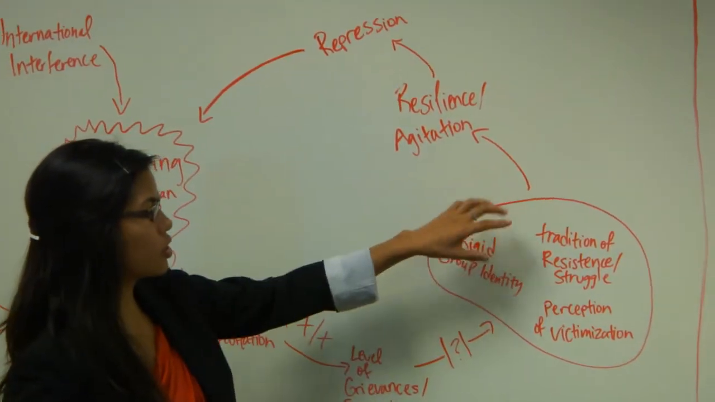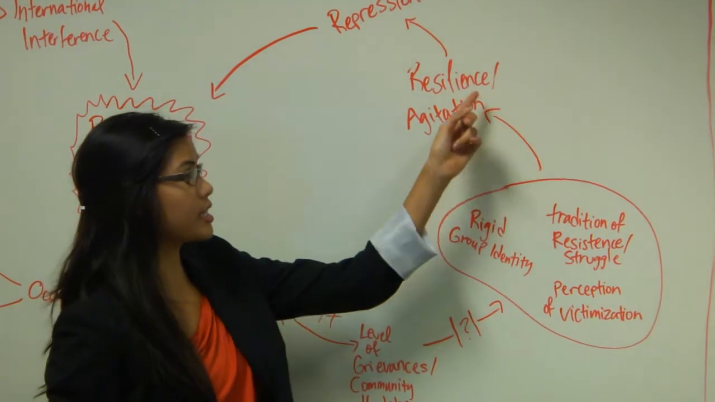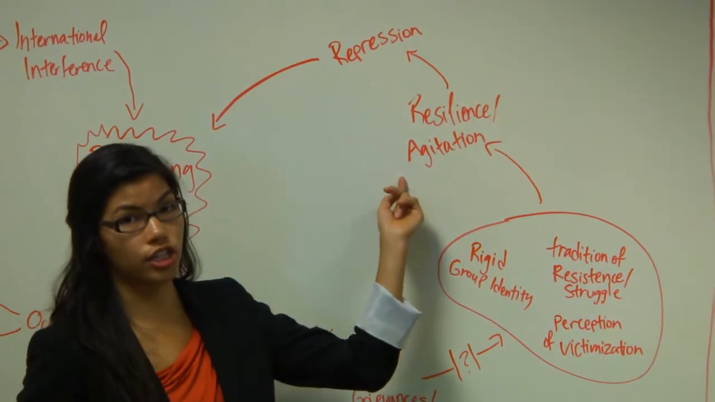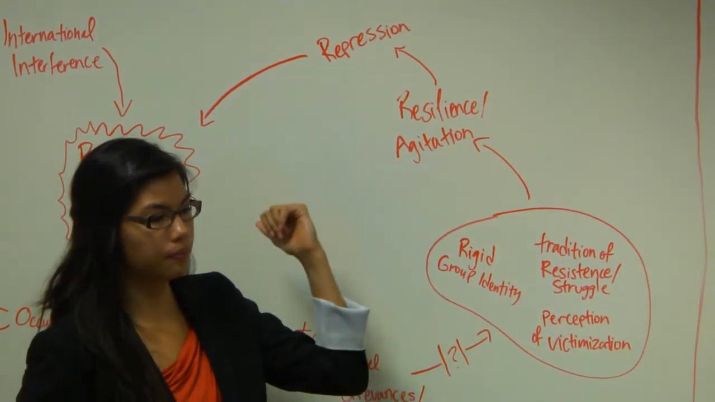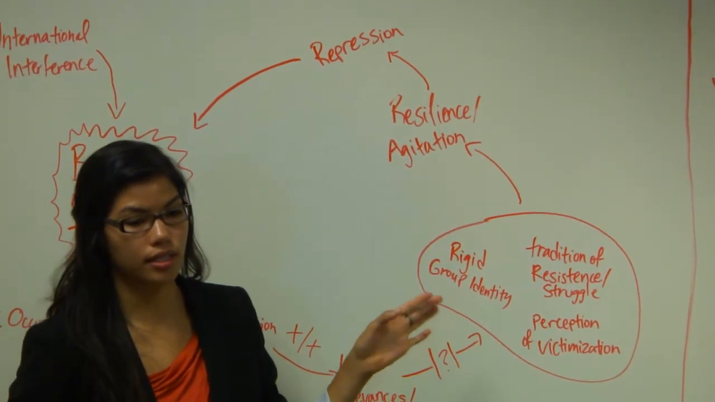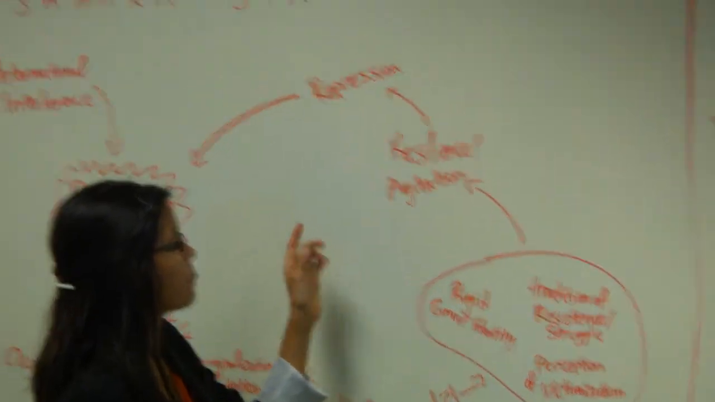And this group identity lends itself to community resilience and what I've called agitation. This can be in protests or, at one point, armed non-state forces, but with the ceasefire that's changed a little bit.